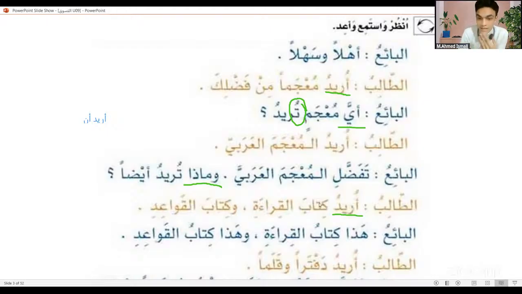So أريد كتاب القراءة, I want the book of the reading, وكتاب القواعد. Kitab, you know, kitab is book, and و means and. So the book, and the book of al-qawaid. The word qawaid means grammars, and al-qawaid means the grammars. So kitab al-qawaid, the book for grammars, to know how you can use the words and so on. So أريد كتاب القراءة, the book of reading, and the grammars also.